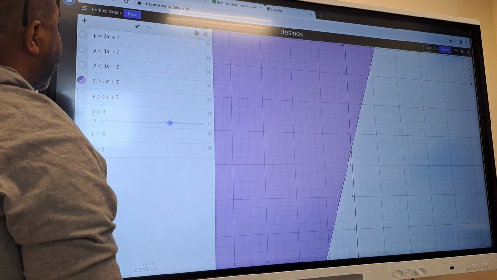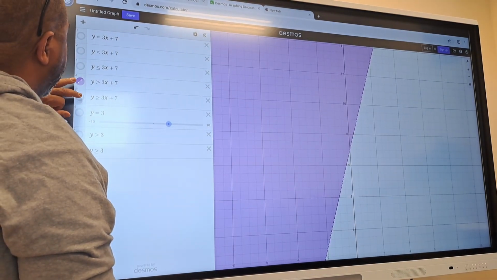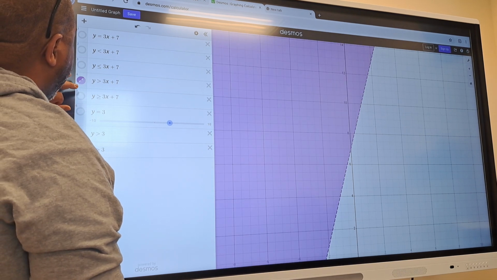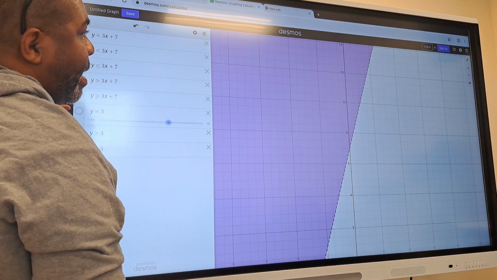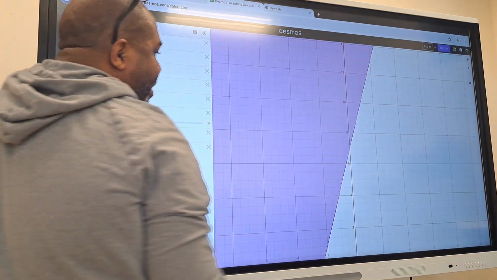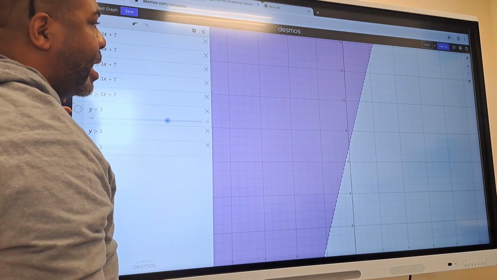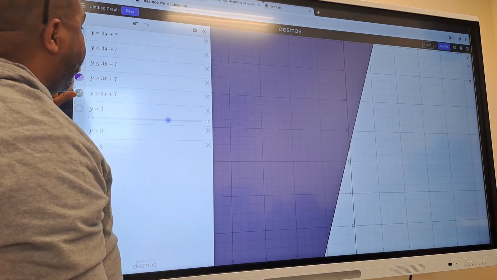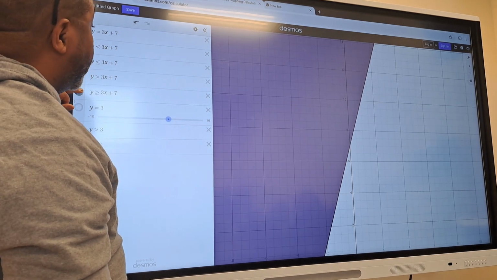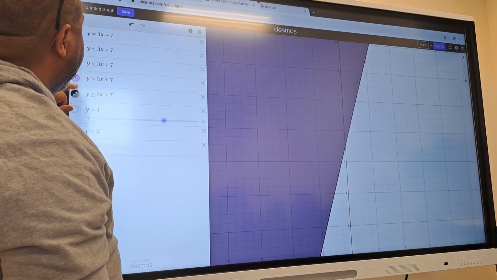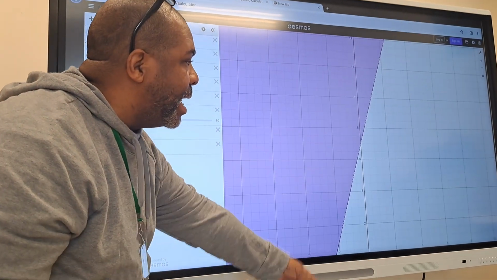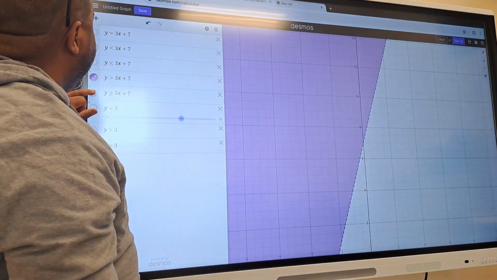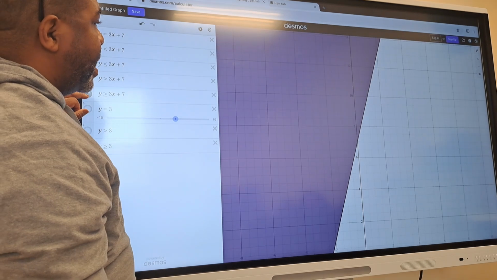And let's see, what's the difference between this one and this one? The solid line. Right, when it's less than, it's a dashed line. When it's greater than or equal to, it's a solid line. When it's less than, you can see that the line is a dotted line or a dashed line. When it's greater than or equal to, it's a solid line.